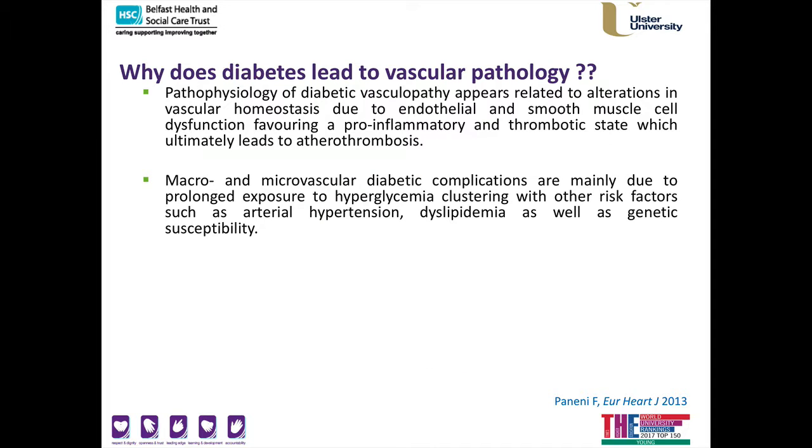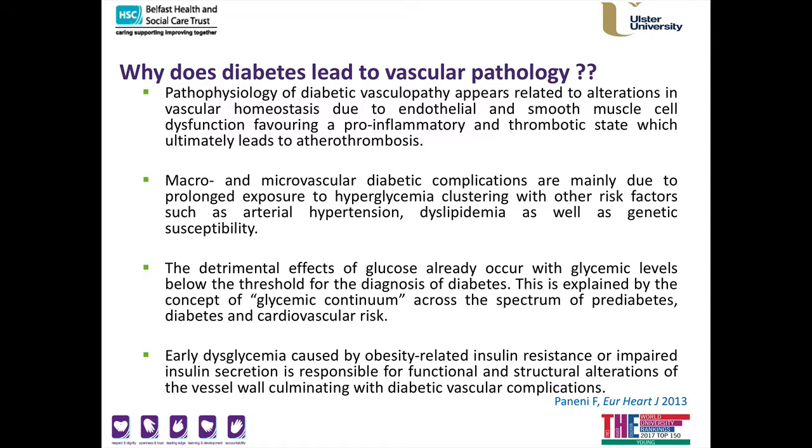So why does diabetes lead to vascular pathology? Well, a diabetic vasculopathy does appear to be related to disorders in vascular homeostasis caused by hyperglycemia. This then affects the endothelial and smooth muscle cells, which leads to pro-inflammatory and thrombotic effects. This affects both the macro and the microvascular systems, and this prolonged hyperglycemic course is exacerbated by high blood pressure, high cholesterol, as well as an overall genetic susceptibility.